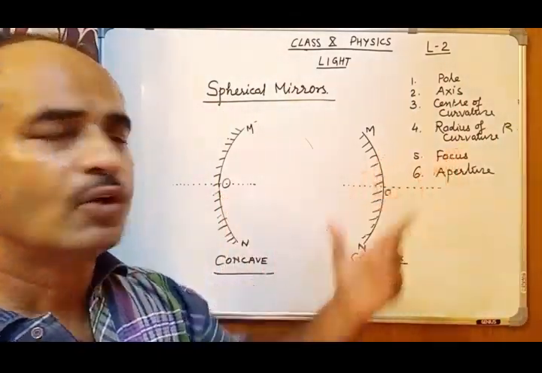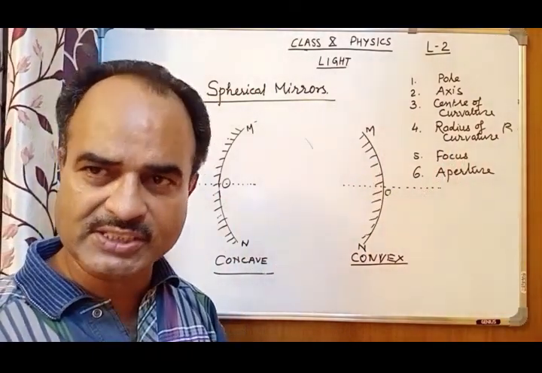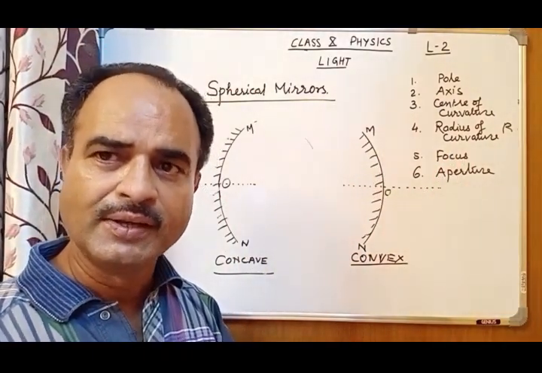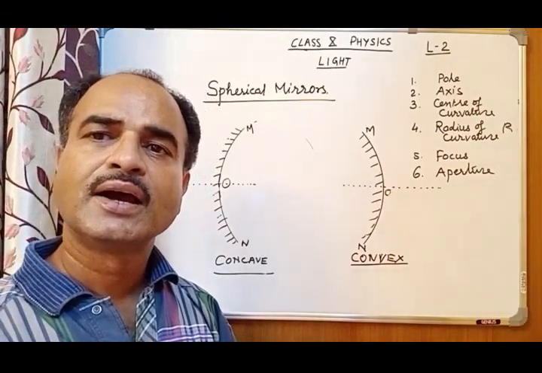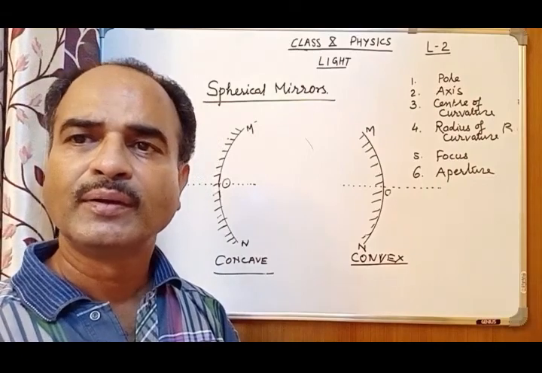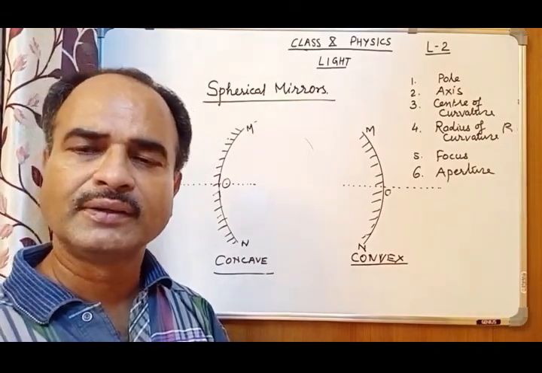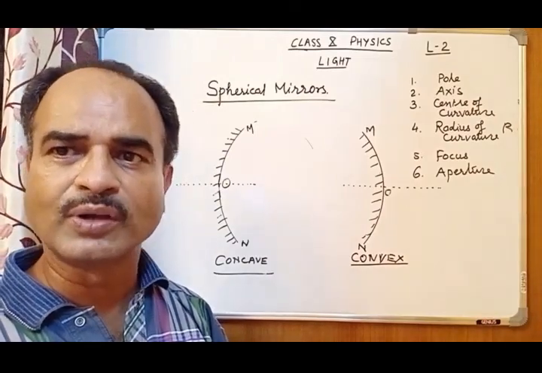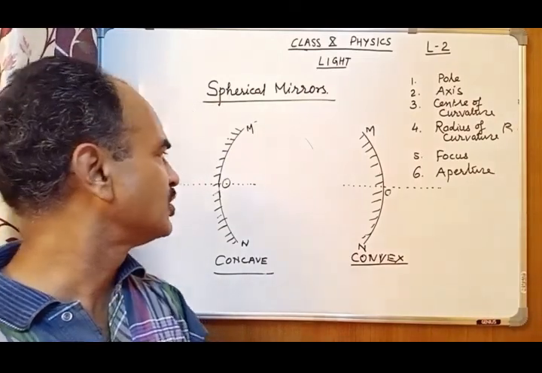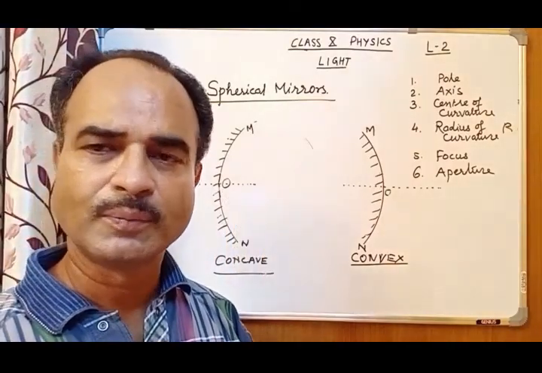Then focus. Focus is one point lying on the principal axis of a mirror where the rays coming from a long distance seem to be merging at a common point after reflection. That common point is known as the focus point. And this focus also lies on the principal axis.